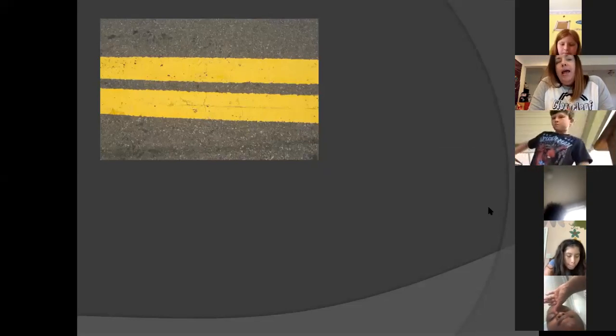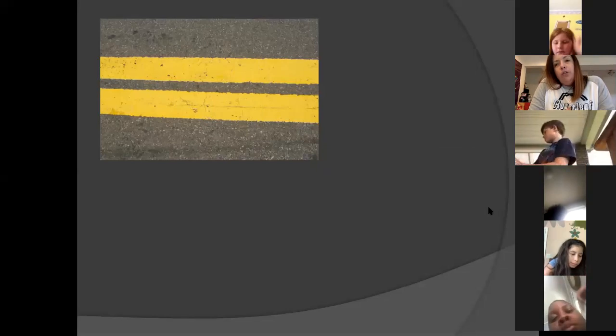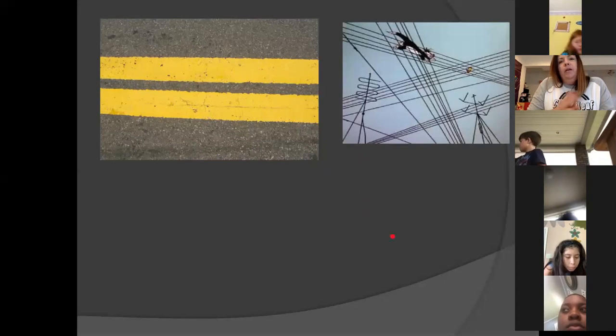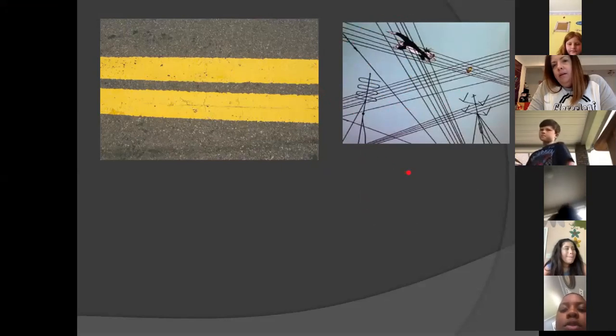Lines on the road. Okay, so they're like the same. Yeah, the lines on the road. Good job, Dallas. Yes. And what geometry word describes those lines on the road? Parallel lines. Parallel lines. Very good. Absolutely. All right. So what's this next image look like?